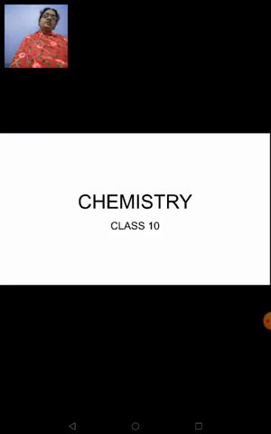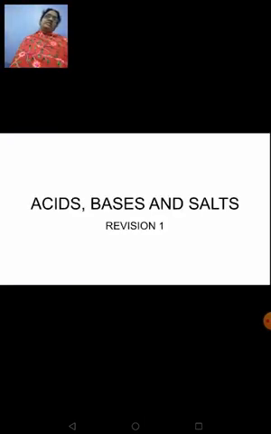Today we are going to start revising this chapter, acids, bases and salts. We have completed the revision of the chapter, periodic classification of elements. I had given many questions which had come in your board papers in the previous years for that chapter. Similarly, for this chapter also I'll be giving you important questions from the examination point of view.